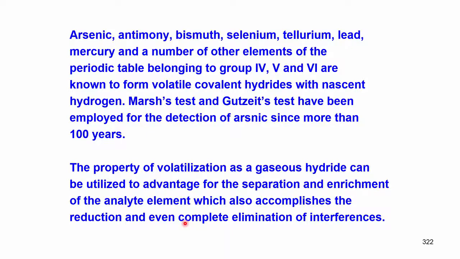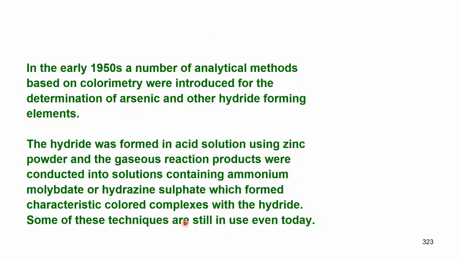Okay. So, we want to say that in the early 50s, a number of analytical methods had been developed based on colorimetry. They were introduced for the determination of arsenic and other hydride forming elements also. So, how do we produce a hydride?